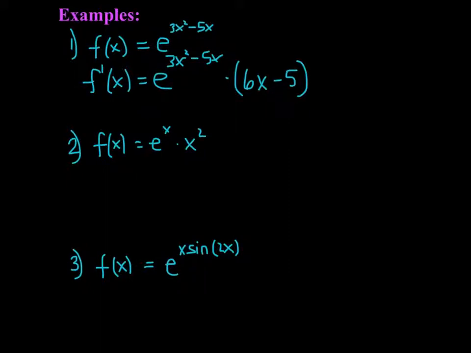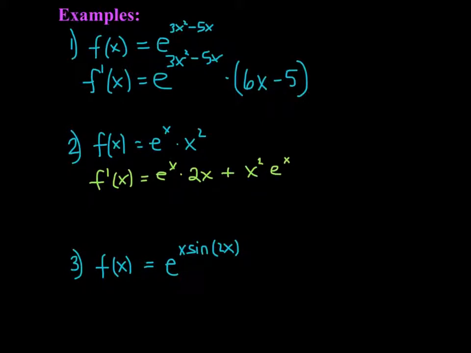All right, so let's look at the next one. f of x is e to the x times x squared. I would definitely say, as I look at this, that that's a product. And if I have a product, I need to use the product rule when I figure out my derivative. Remember, it's first, which is e to the x, times the derivative of the second, which would be 2x, plus the second, which is x squared, times the derivative of the first. Well, the derivative of e to the x is simply e to the x.